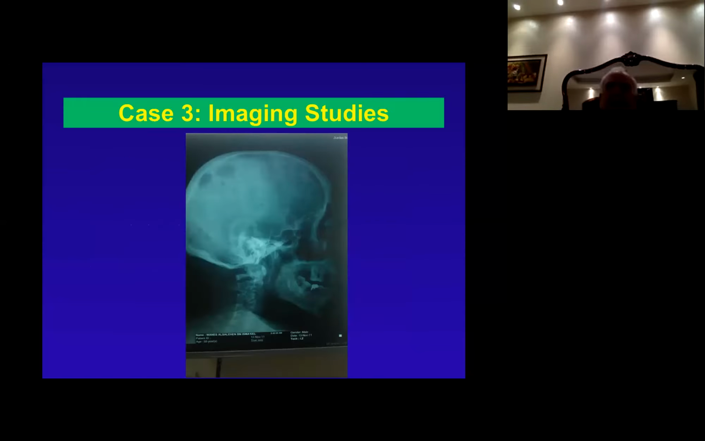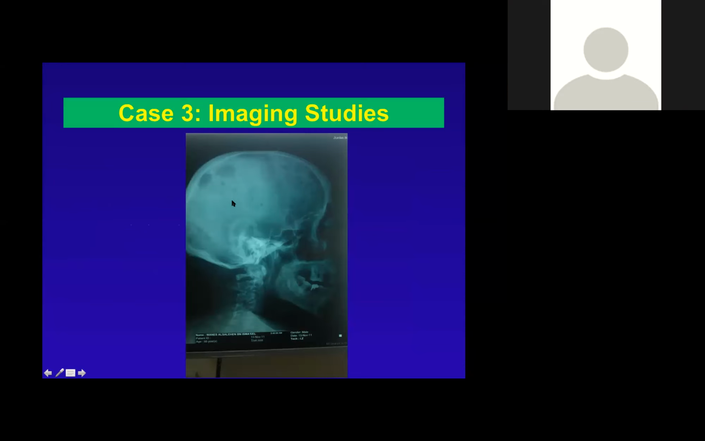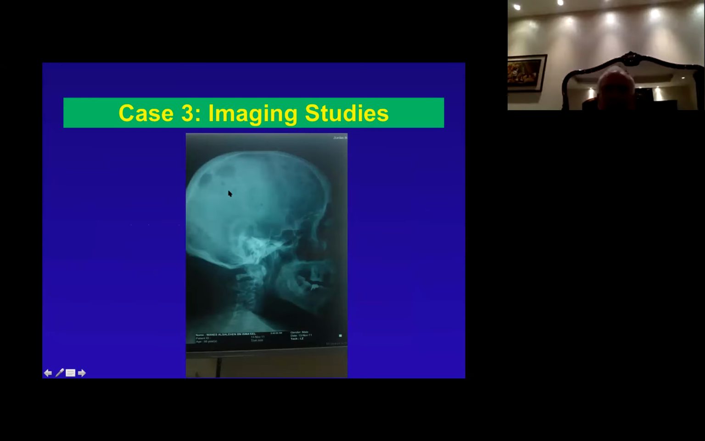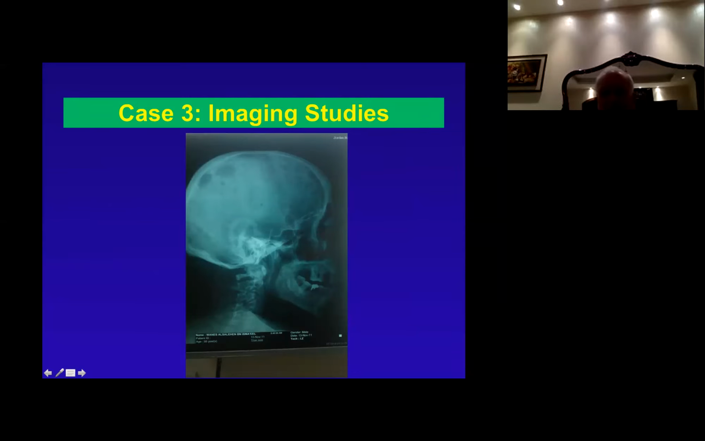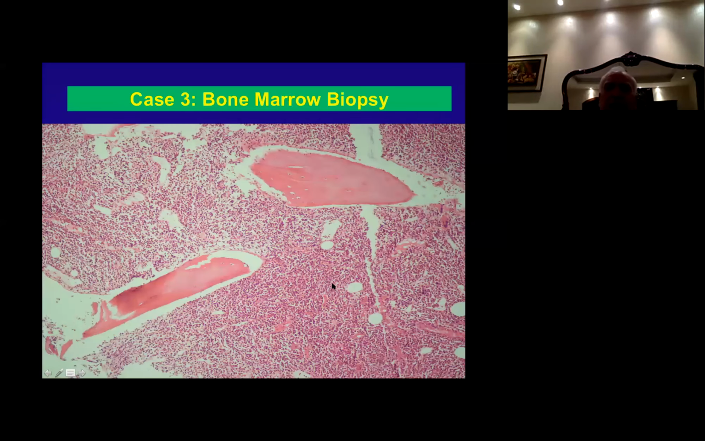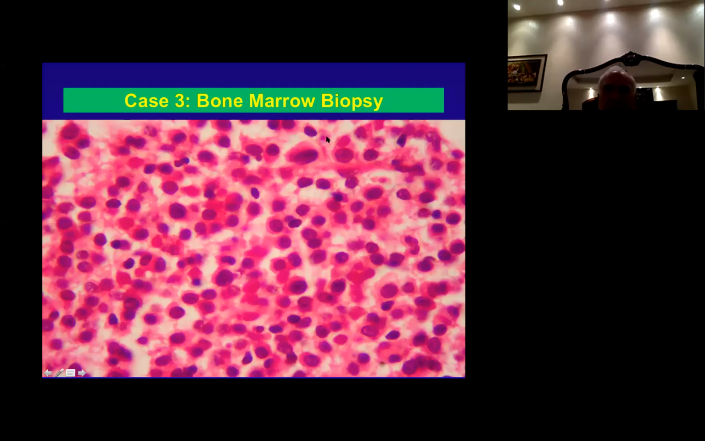This is the skull of the patient. Classical osteolytic lesions, punched-out, clear-cut lesions. Osteolytic. And then we did a bone marrow. That's the bone marrow: sheets of plasma cells, plasma cells all over. So bone marrow, plasma cell dyscrasia.